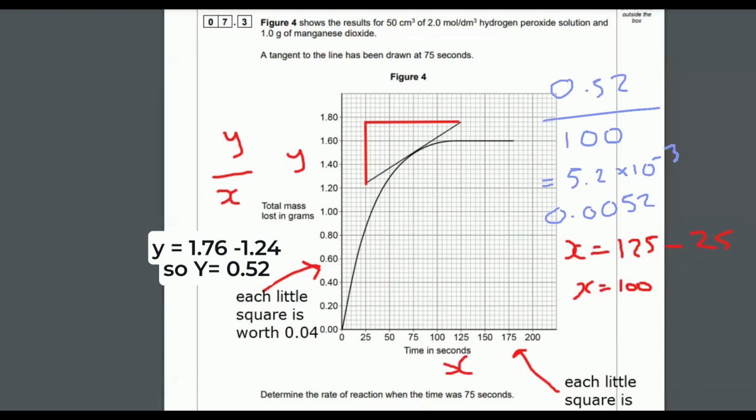So y over x is 0.52 divided by 100. You get 5.2 times 10 to the minus 3, standard form, or you could write 0.0052, and that is to two significant figures. So the marks here: one for drawing the tangent, one for working out y, one for working out x, one for carrying out the calculation, and 2 sig. And there we go, 4 lovely marks. All right, let's move on to the next part of the question.